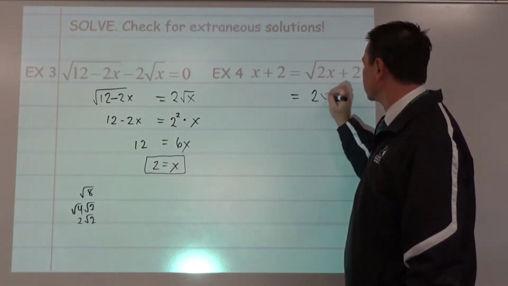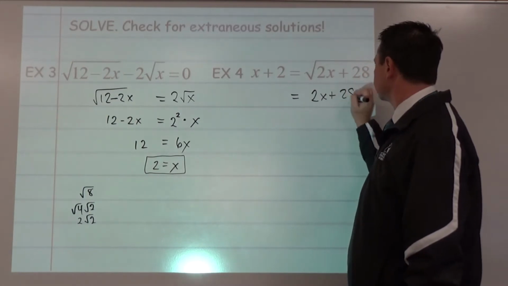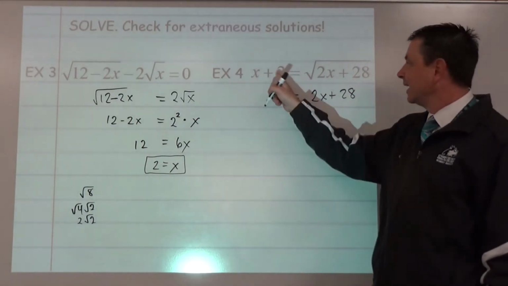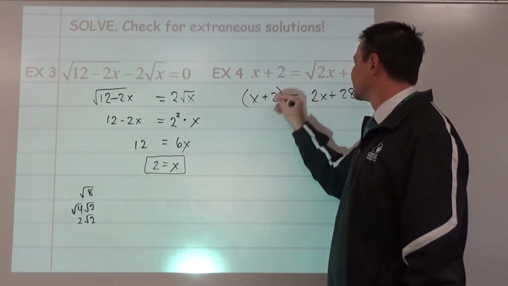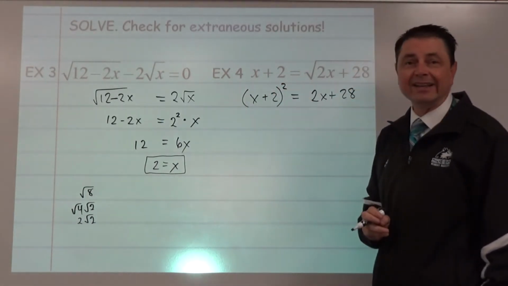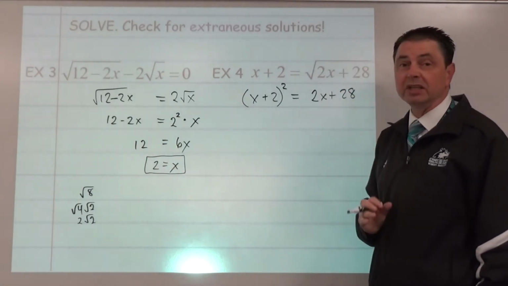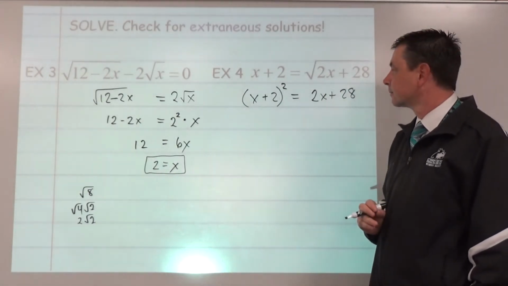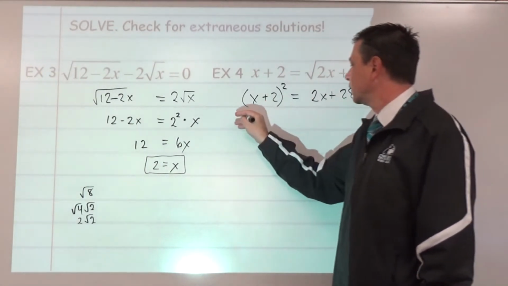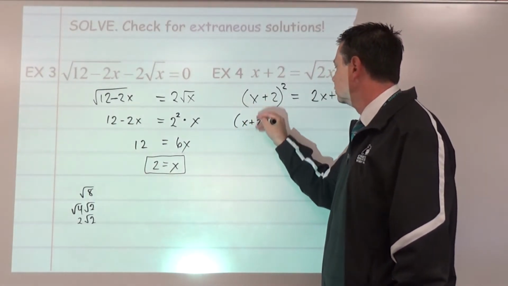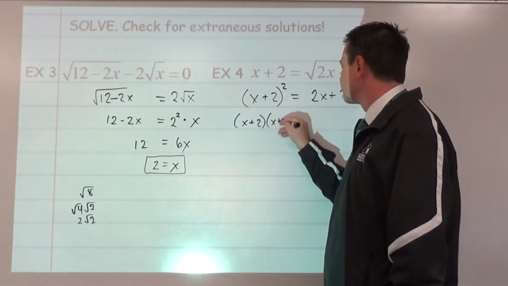I'm going to start over here. And then over here, I've got to do x plus 2 squared, which means it applies to all of that, which means we're going to need the parentheses. And then we have to understand that x plus 2 squared means x plus 2 times x plus 2.